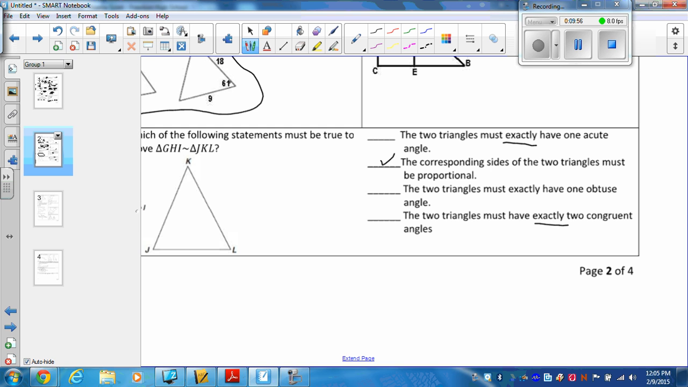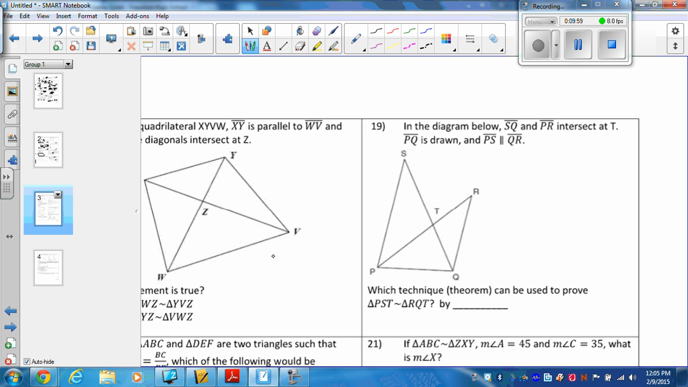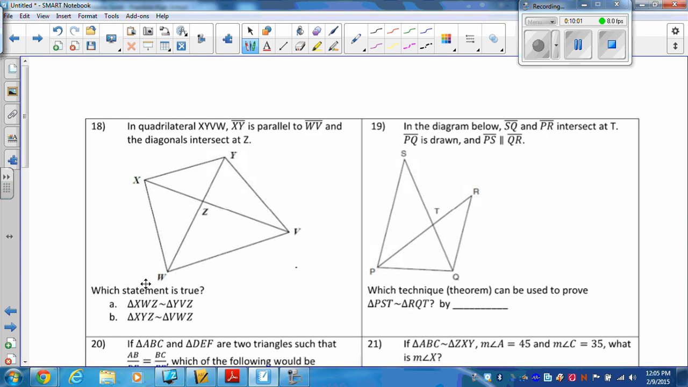Okay, move on to page 3. On page 3, we have this wonderful quadrilateral XYVW. So we have that XY is parallel to VW. So remember, let's make our marks on there. Those are the little triangles showing you that these two are parallel. So we've marked these parallel. And the diagonals intersect at Z. Which statements are true?